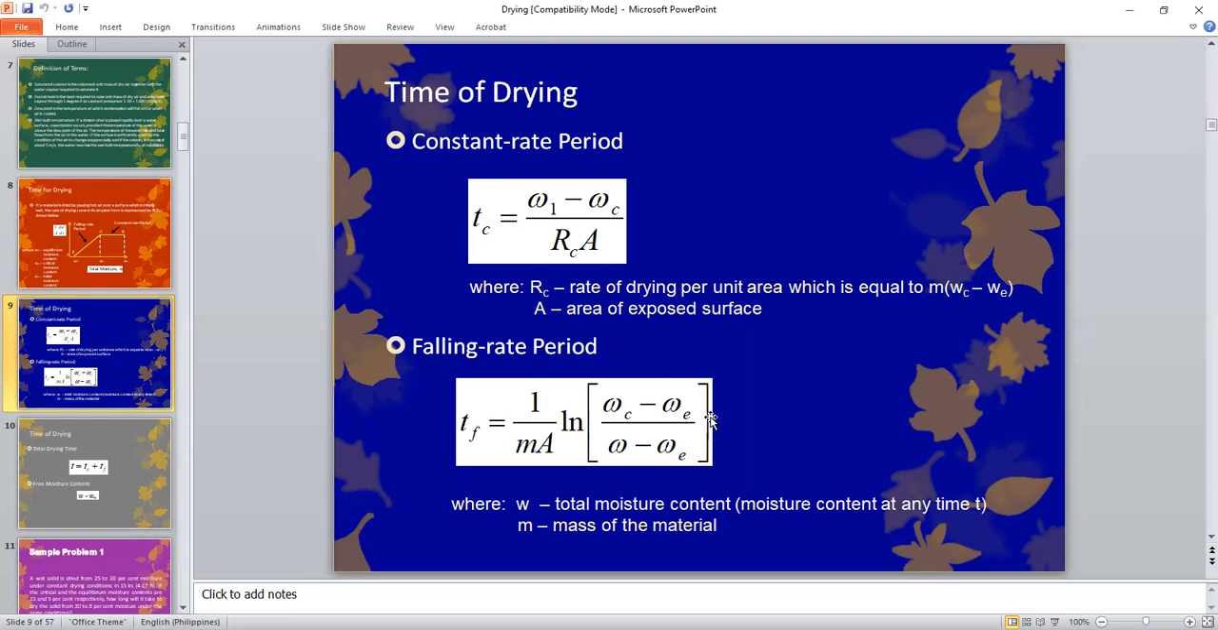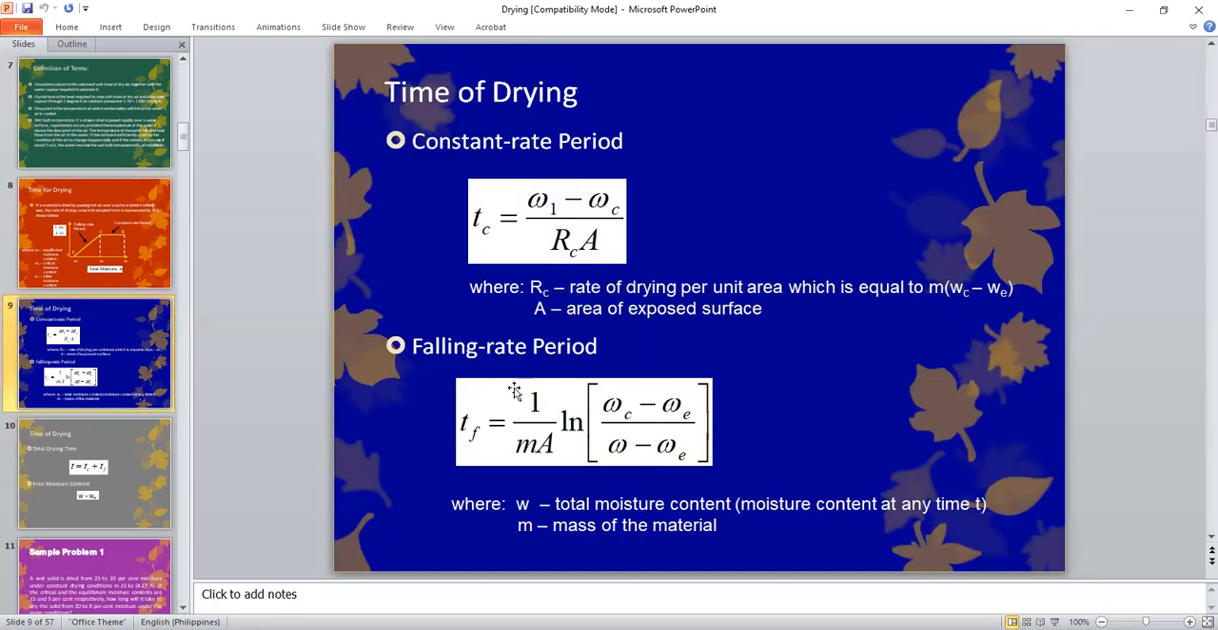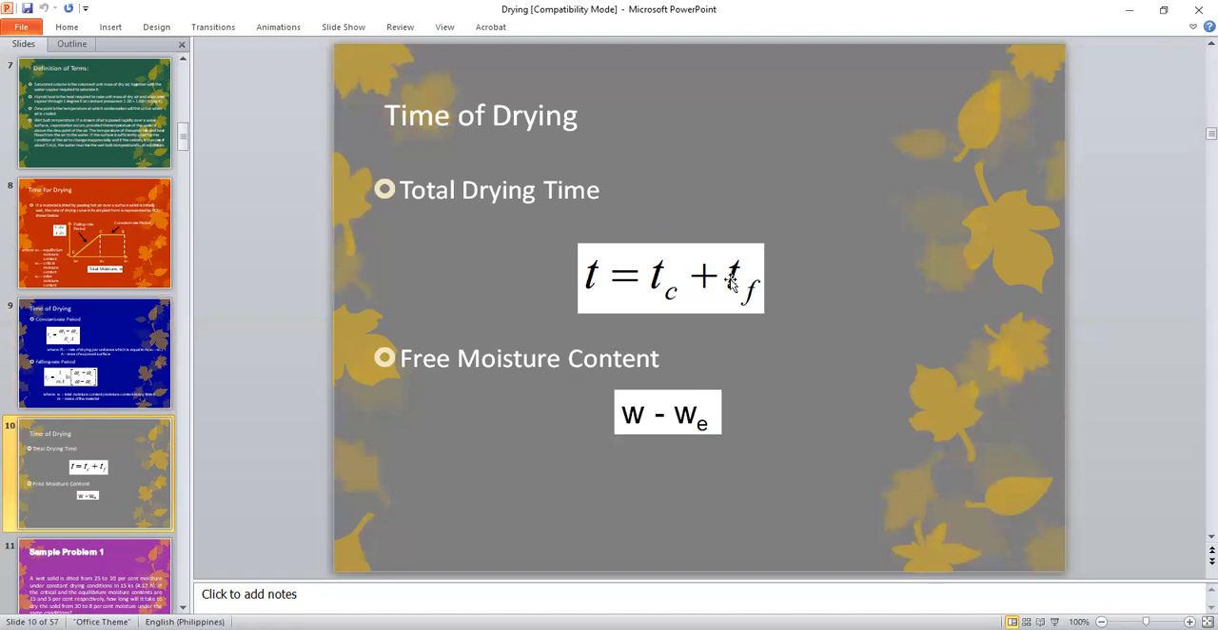If we want to determine the total drying time, then we need to get the sum of the two using the two formulas that you have here. So you determine the total drying time.